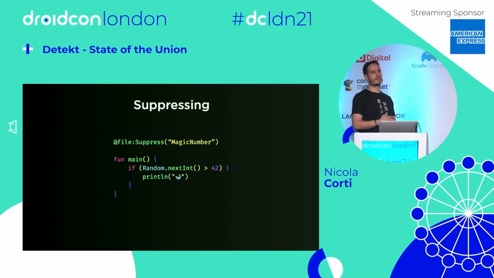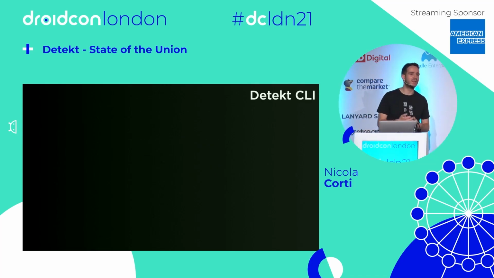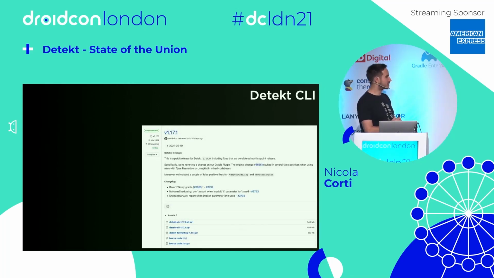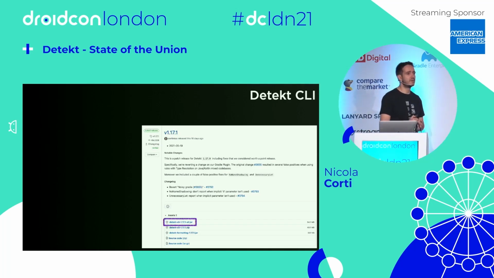So how do you use Detekt? There are multiple ways to get our tool and to start using it in your code. The most simple and naive way to use Detekt is to use Detekt CLI. For every version of Detekt, we actually publish some assets on GitHub, and one is a jar that you can invoke with java -jar. And it just runs. It expects Kotlin code as input, and it prints out if there are problems.